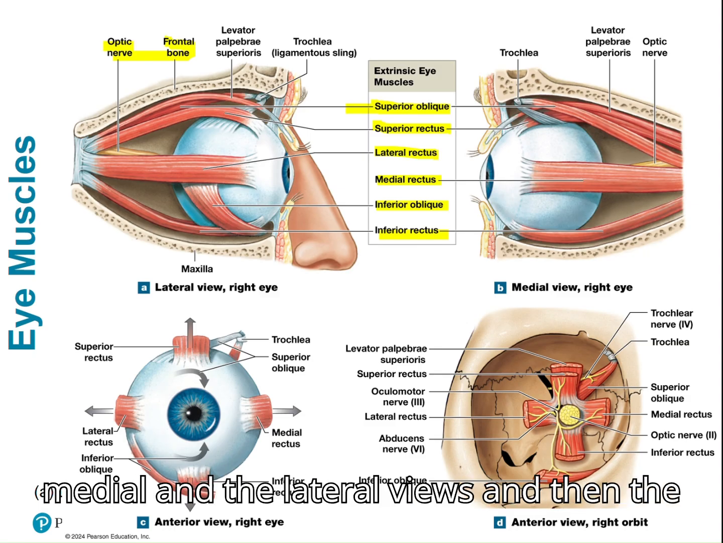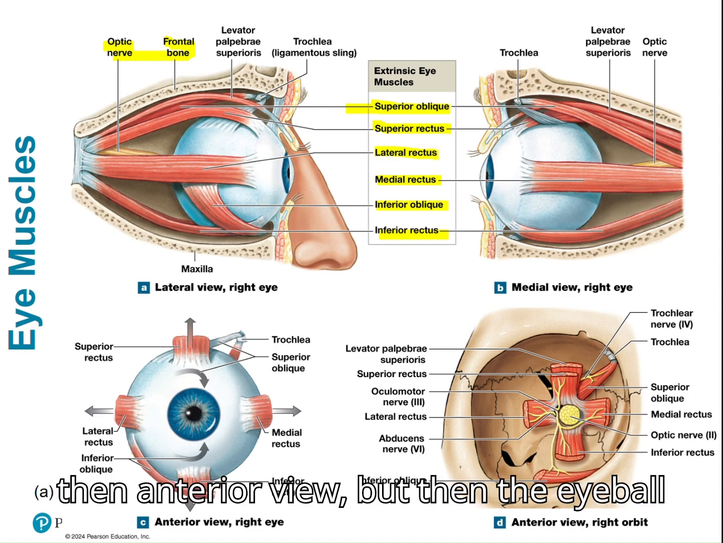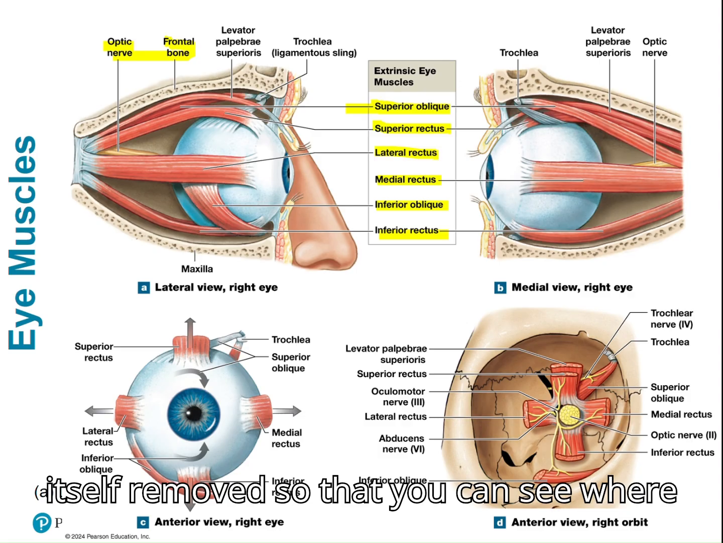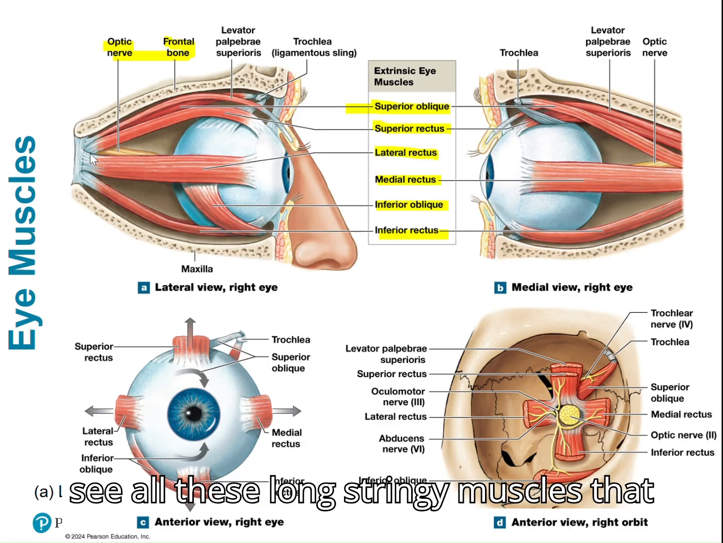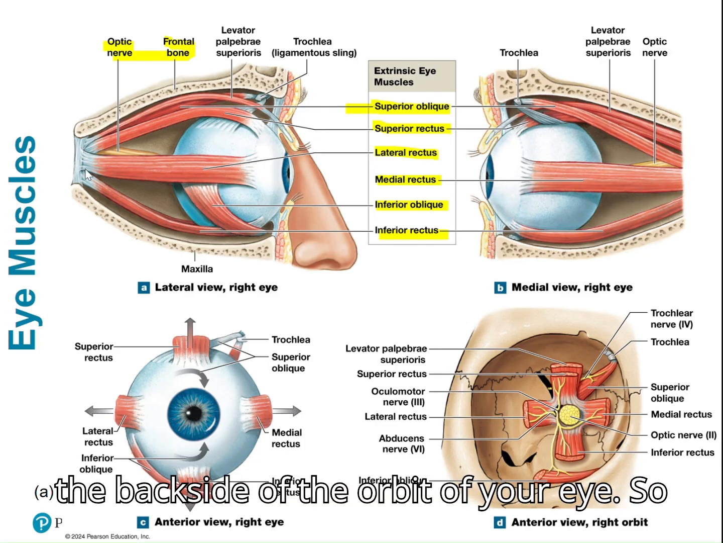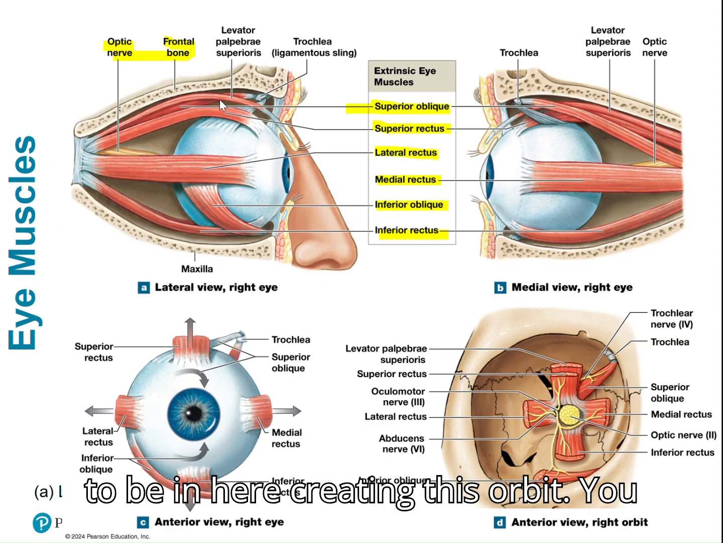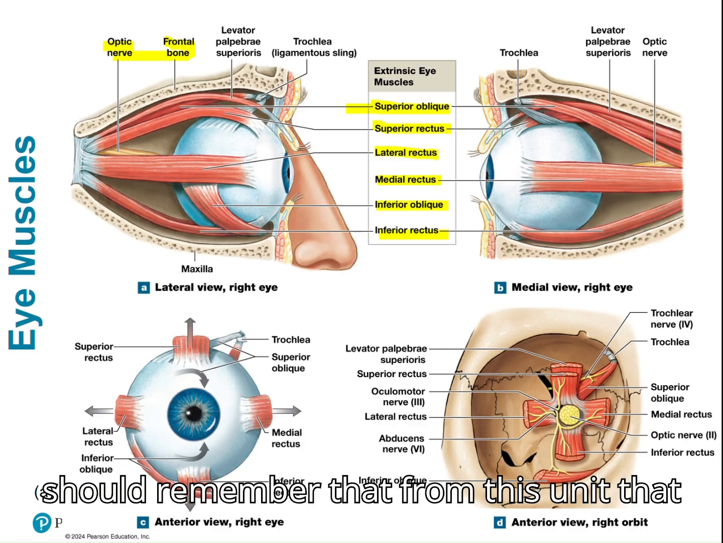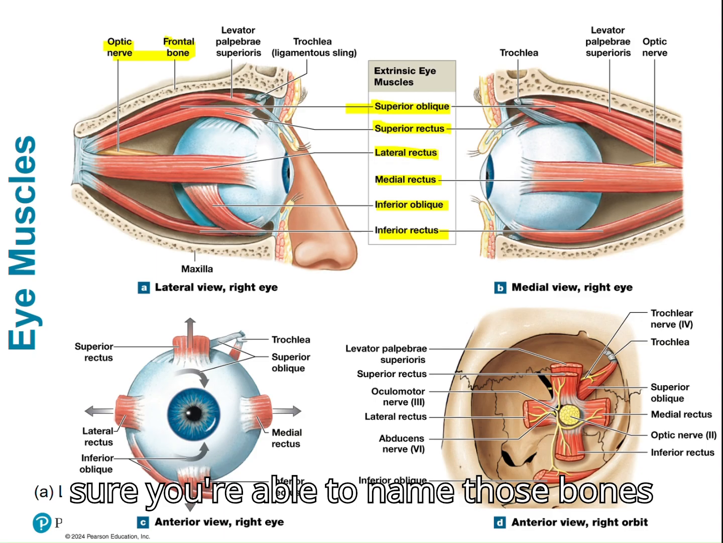So notice you're looking at the medial and the lateral views, and then the anterior view as well from the front, and then another anterior view, but with the eyeball itself removed so that you can see where the muscles are coming from. So you can see all these long stringy muscles that are coming from this base back here in the backside of the orbit of your eye. So keep in mind what kind of bones are going to be in here creating this orbit. You should remember that from the unit that we did on the skeletal system. So make sure you're able to name those bones there as well.